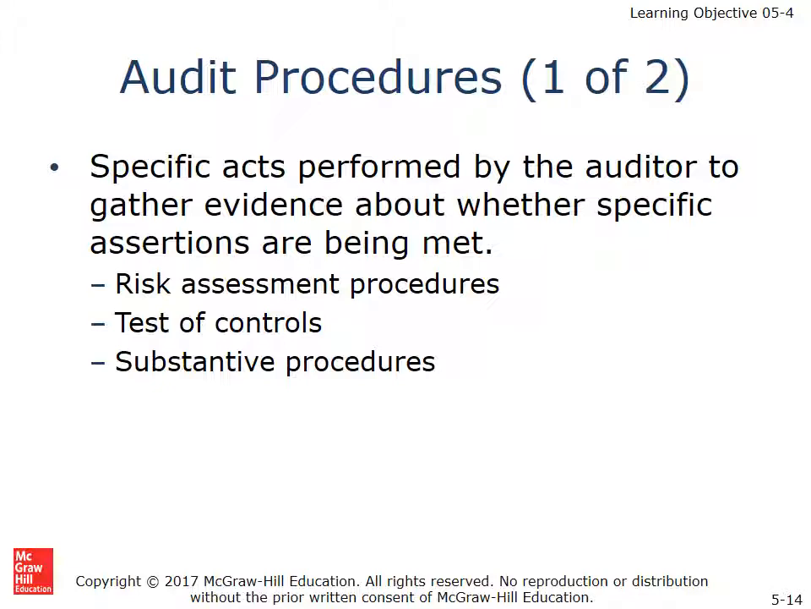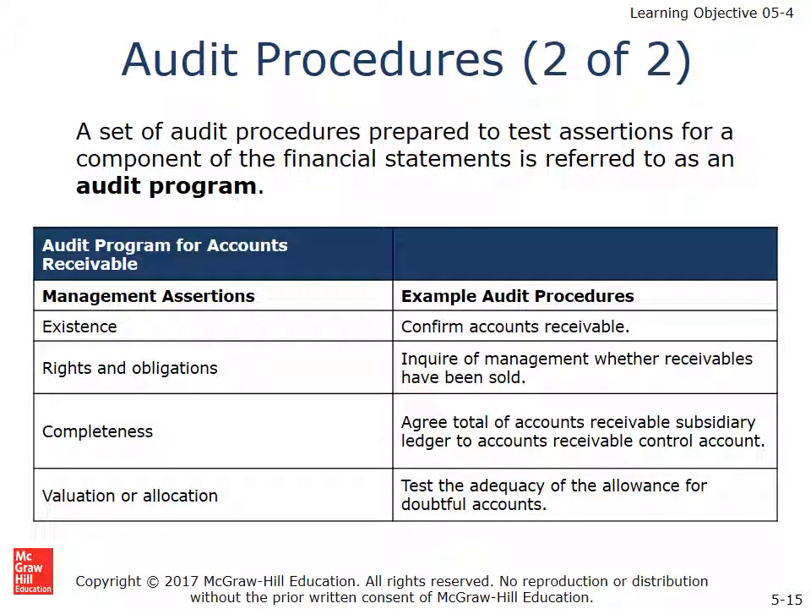So, what kind of evidence then are we collecting during these audit procedures? Before we do that, though, let's mention this. A set of audit procedures, the things that tell you what you're going to do to test assertions for a component of the financial statements, is referred to as an audit program. So you may have an audit program for a business cycle or an account, but it's the steps you're going to take to collect the evidence.